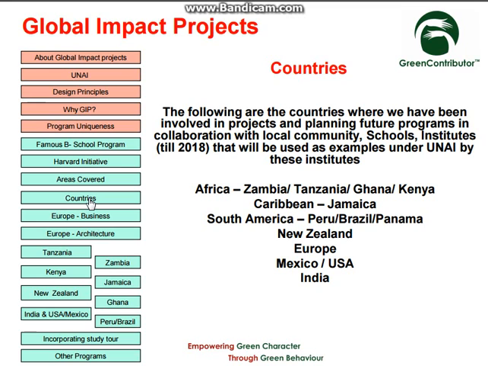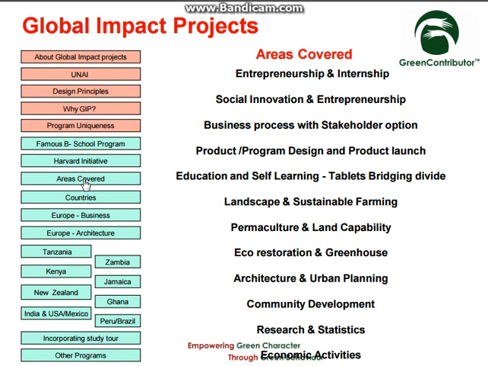Now, if you look at some of the areas that are covered, we talk about entrepreneurship and internship, social innovation and entrepreneurship, business process, product design and product launch, education and self-learning. As for architecture students, it's landscape and sustainable farming, permaculture, land capability, eco-restoration, architecture and urban planning, community development, research and statistics, and economic activities.